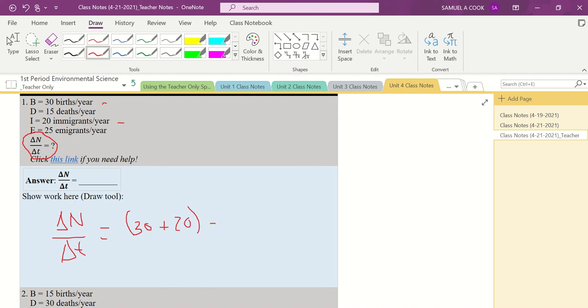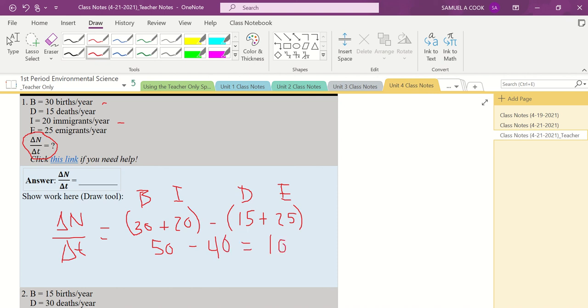minus our death rate plus our emigration rate with an E. So we're going to go 15 plus 25. All right, again, this is the birth rate, the immigration rate, the death rate, and the emigration rate. So if we add those numbers up and subtract, we get 50 minus 40, which also equals 10.